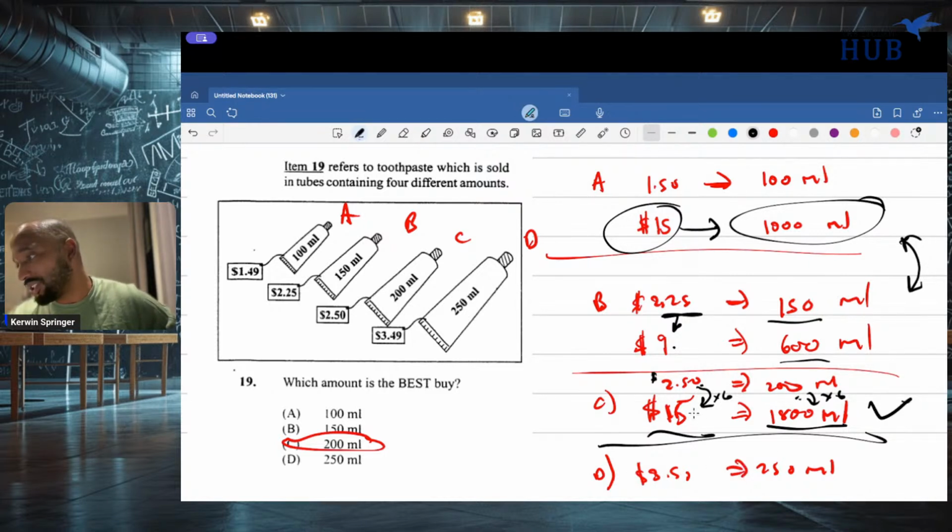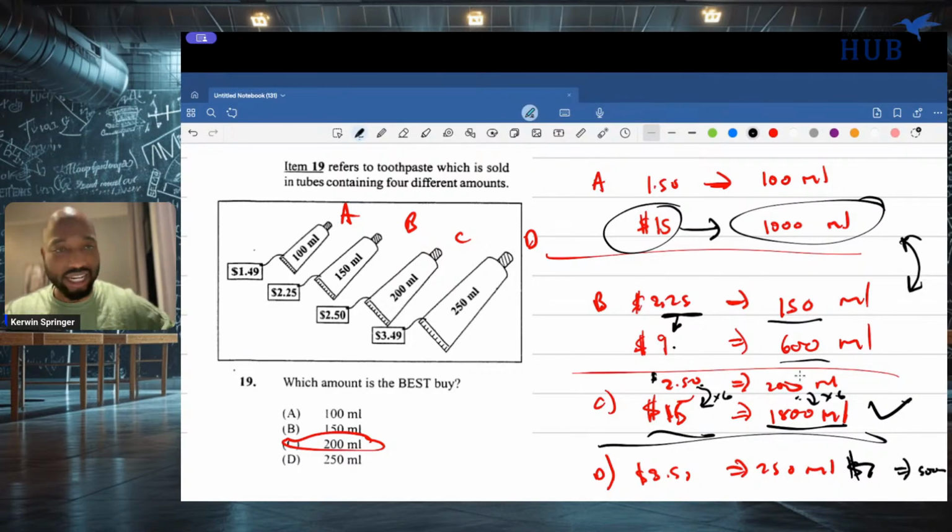And then $3.50. I just watched that it jumps straight up to $3.50 and barely raised the ml. Let me show you an example. $3.50 is like $7 for, multiplying by 2, 500 ml. So $14 for 1,000 ml now. C is the best answer.